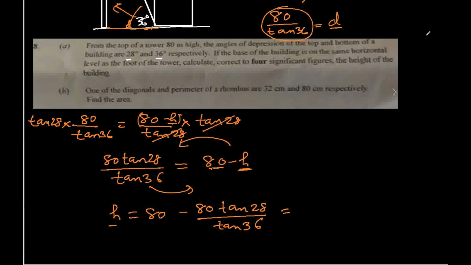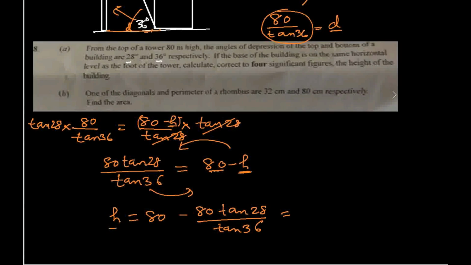And the answer I get is 21.45 meters. However, they're saying correct to four significant figures. So these are the four significant figures. Next digit is 3, so we can write this one.